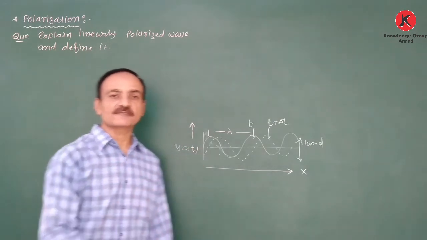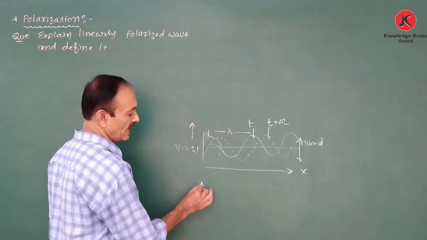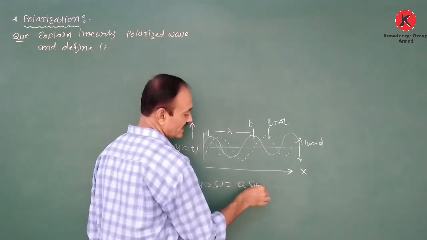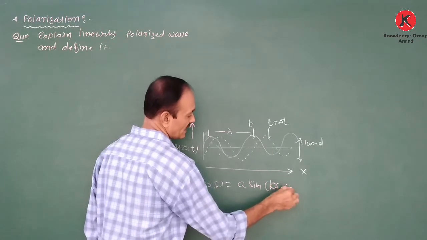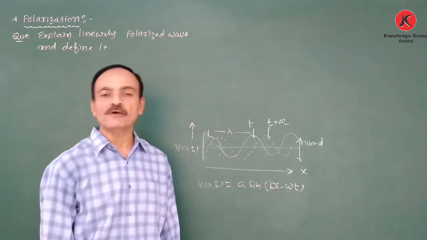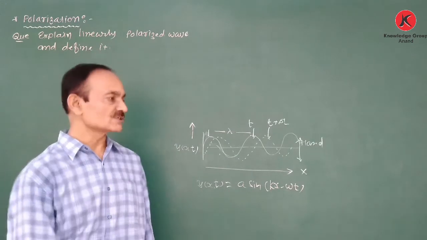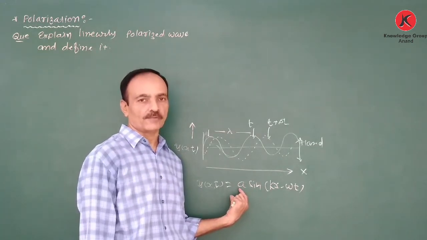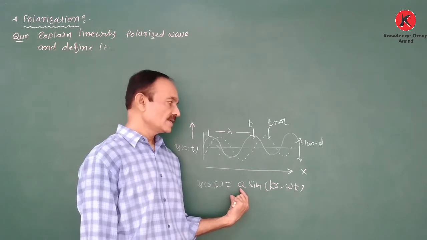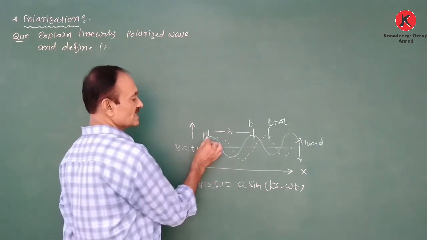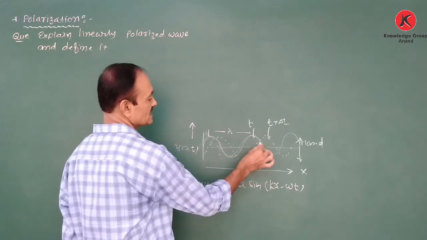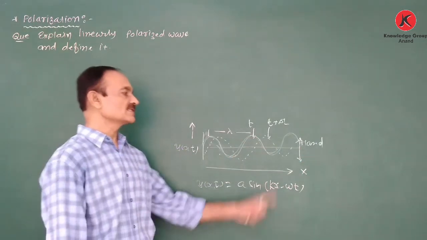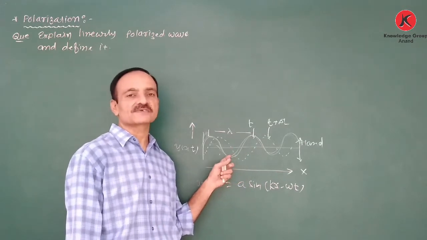Therefore, the equation of the displacement is represented by y(x,t) is equal to a sin(kx minus omega t). Actually, this is the wave equation. This wave is a one-dimensional harmonic progressive wave. Here, the oscillation of this wave is perpendicular to the direction of propagation. Therefore, this type of wave is known as a transverse wave.